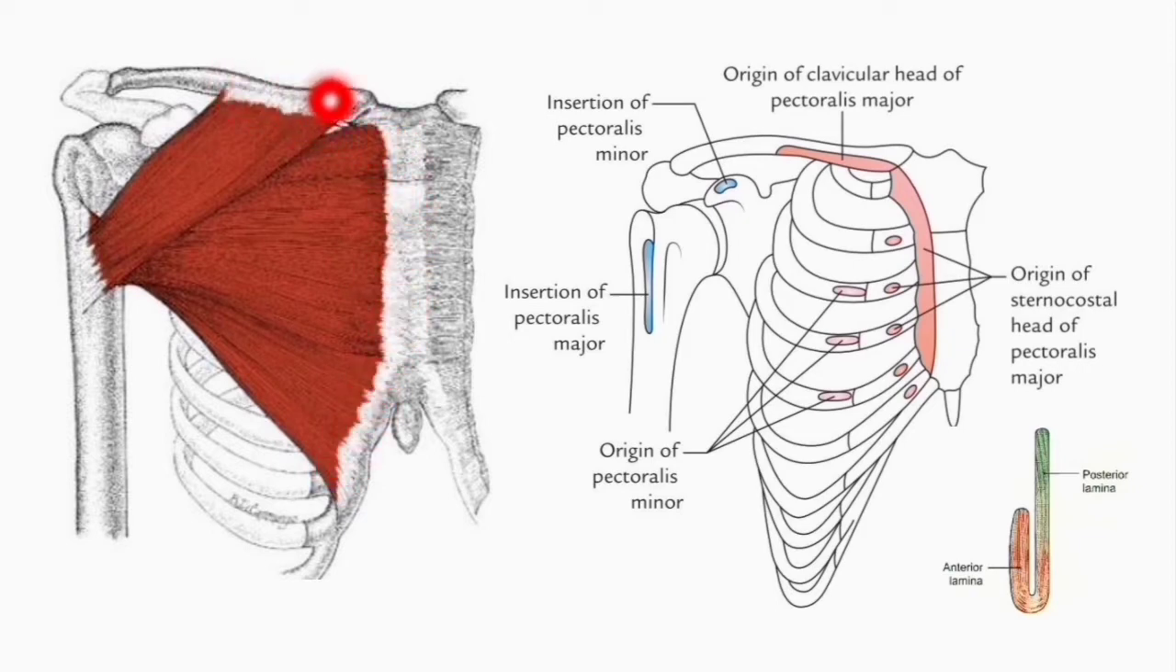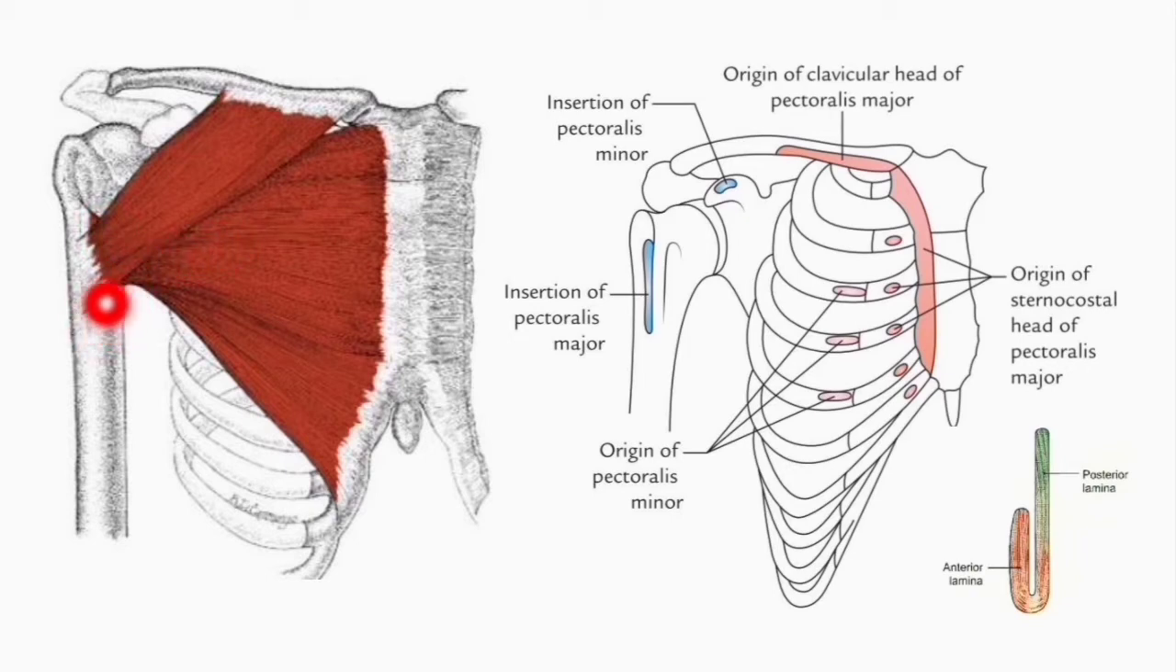The clavicular head arises from the anterior surface of the medial 2/3 of clavicle, whereas the sternocostal head takes origin from three parts: the lateral part of the anterior surface of sternum, and the costal cartilages of second to sixth ribs, and finally the aponeurosis of the external oblique muscle. They insert onto the lateral lip of the intertubercular sulcus in bilaminar manner. Here you can see the anterior lamina formed by the clavicular fibers and posterior lamina formed by the sternocostal fibers. Here you can see the twisting of the fibers such a way that the lower fibers are inserted onto the upper part and the upper fibers are inserted onto the lower part.